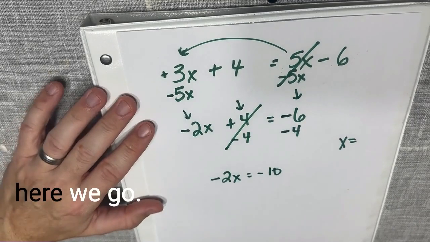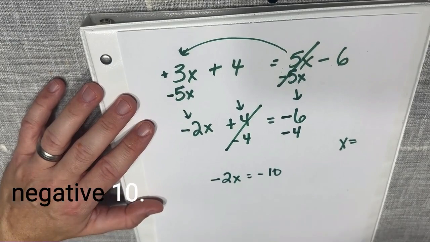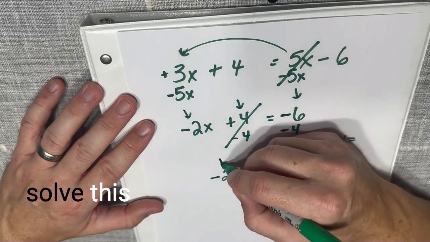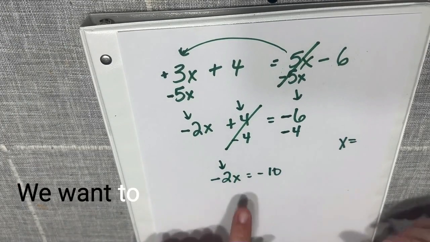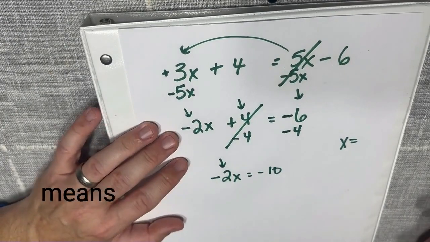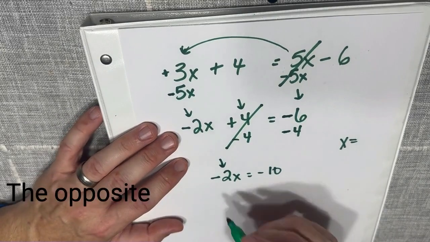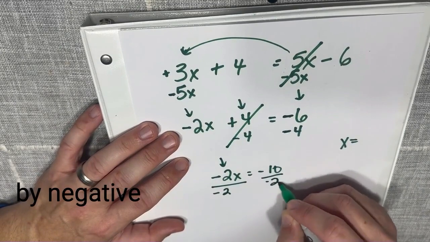Okay, so here we go. We're almost there. I have -2x equals -10. The last step to solve this problem is to get rid of that -2. Remember, we want to split these apart. We want to keep the x, but get rid of the -2. That means we're going to divide, because these are being multiplied. The opposite would be division. So I'm going to divide both sides by -2.